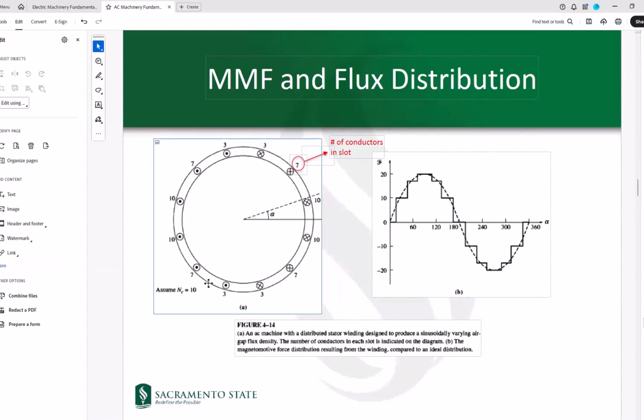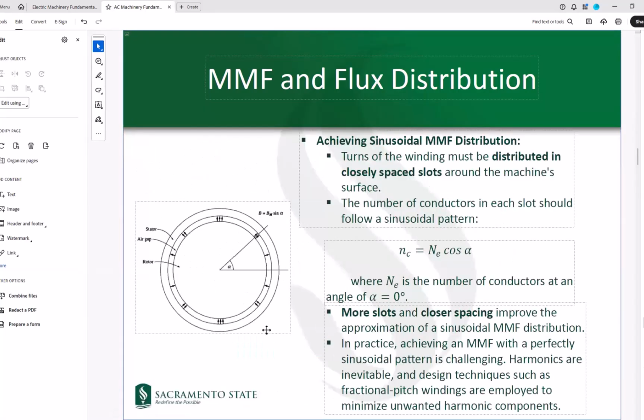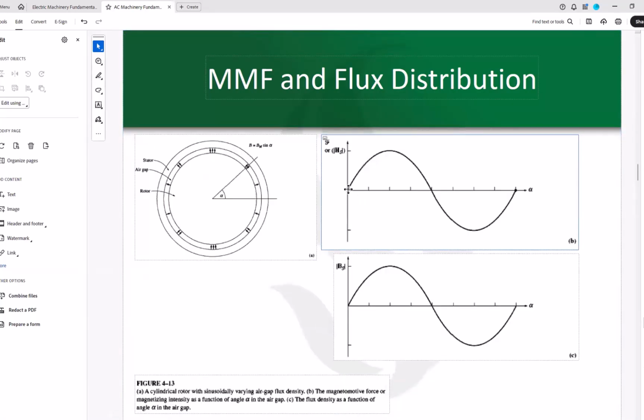So this is showing a distribution of the number of conductors around the surface of the stator in order to gain a specific magnetomotive force, which even then would not be completely sinusoidal, but more like a stepwise sinusoid. Although the concept in AC machines is simple, the realization of those concepts is very complex in real manufacturing of the machines. So we talked about the concept that I want each phase to distribute an MMF which is like a sinusoid.